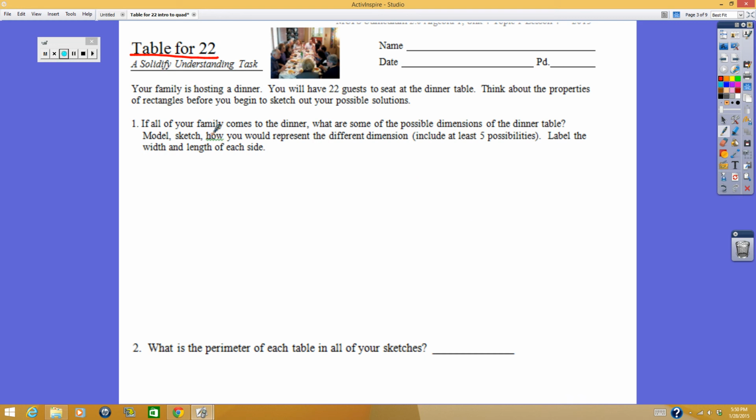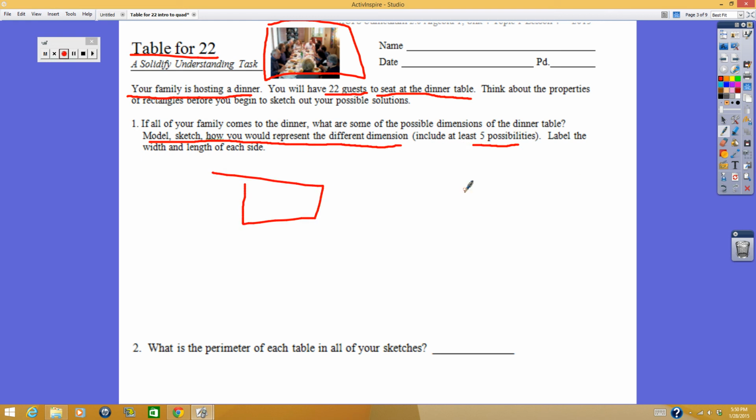Let's go. Alright, so this whole scenario is about you hosting a dinner, right? That's why there's a picture of people eating. And you've got 22 guests that you have to seat at your dinner table, right? And number one's basically asking you to model, aka sketch, at least five different possibilities of dimensions for rectangles that would work for having your 22 guests over, okay?